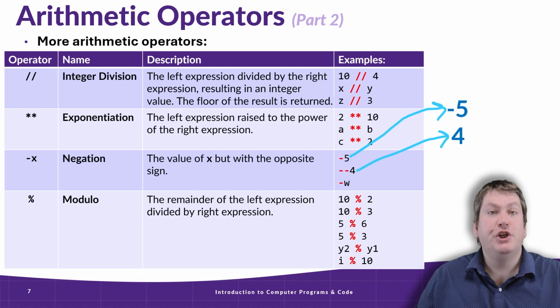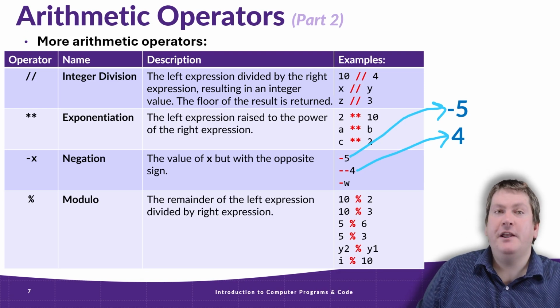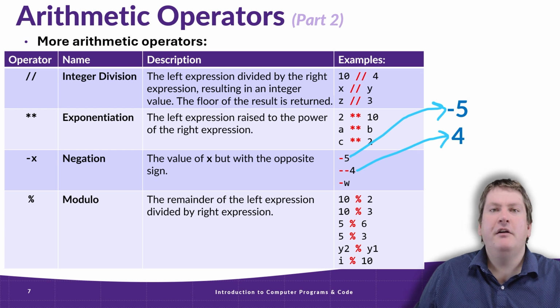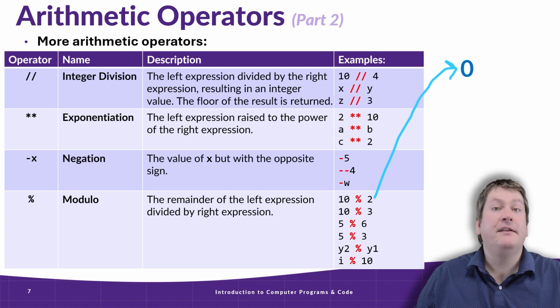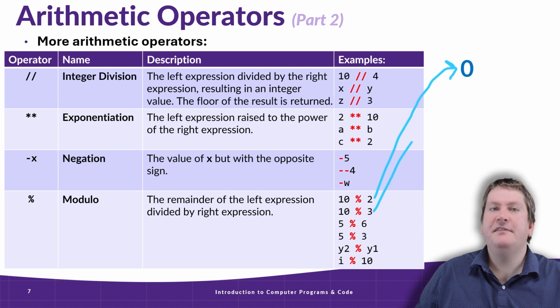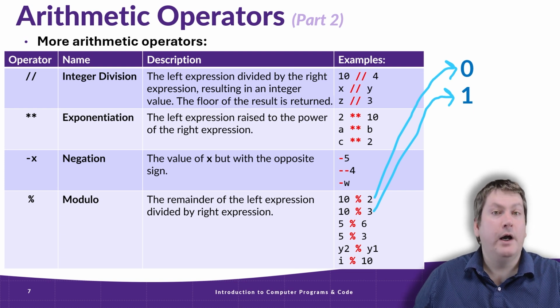The last arithmetic operator we'll take a look at is modulo. This is also referred to as mod. Modulo finds the remainder of dividing the left value by the right value. So in this first example, 10 is divided evenly by 2, so there is no remainder. So the result is simply 0. In the second example, 10 is divided by 3. This results in the value of 3 and a remainder of 1. So in this case, again, we're only returning the remainder, so the result would just be 1.